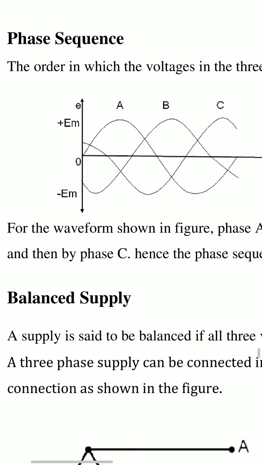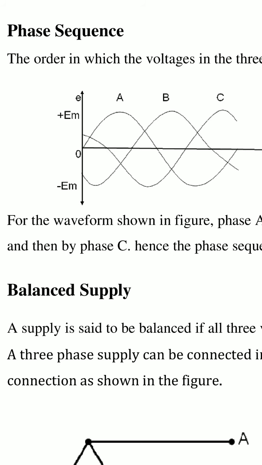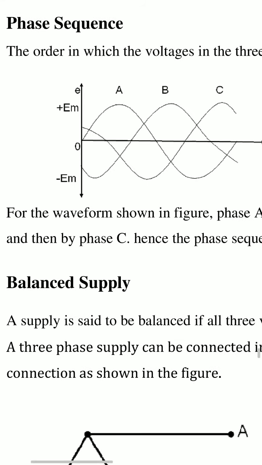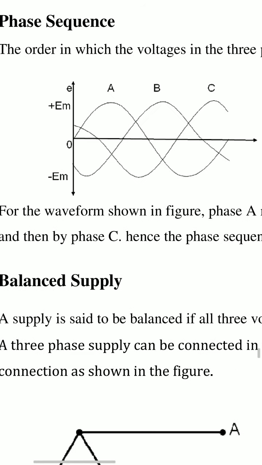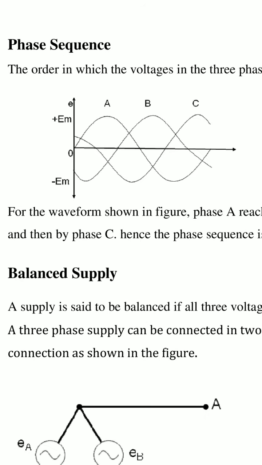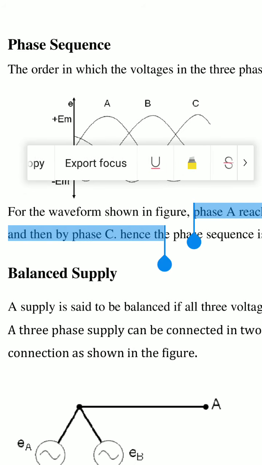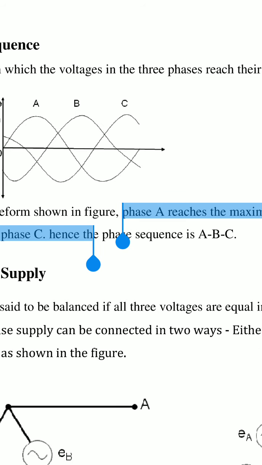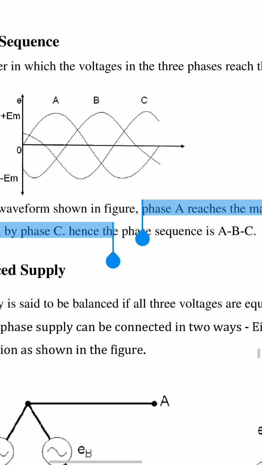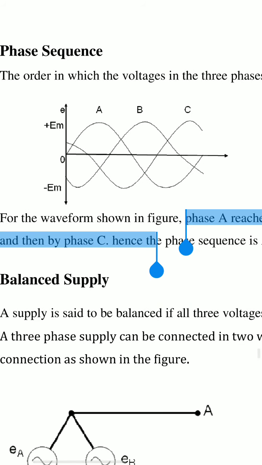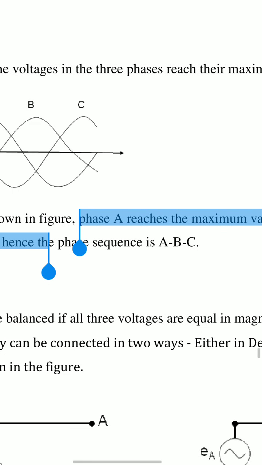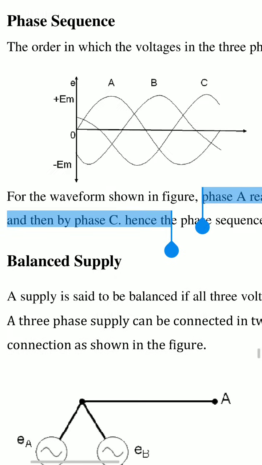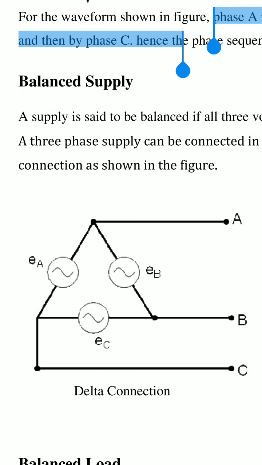If phase A attains the maximum magnitude, after that phase B attains the maximum value, and then after that C attains the maximum value, then we say that the phase sequence is A, B, C. Here the order of the phase sequence is A, B, C. So now we go to the balanced supply.